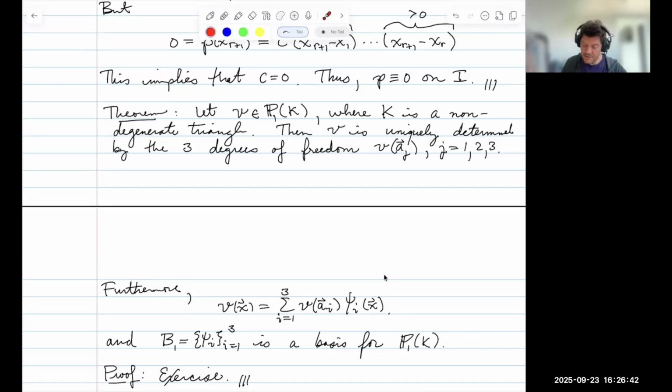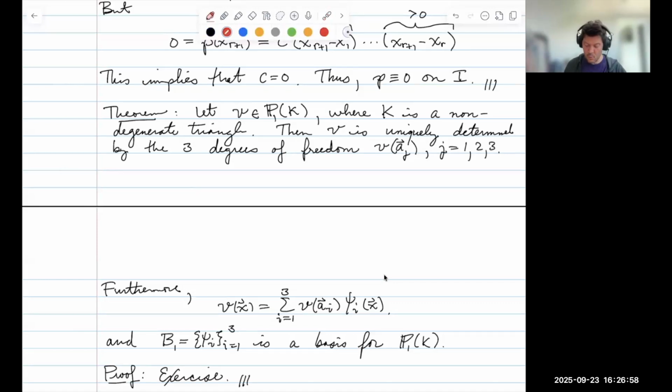Then V is uniquely determined by the 3 degrees of freedom, V(a_j), j equals 1, 2, and 3. In other words, V is uniquely determined by its 3 values at the vertices. Think about it like this.